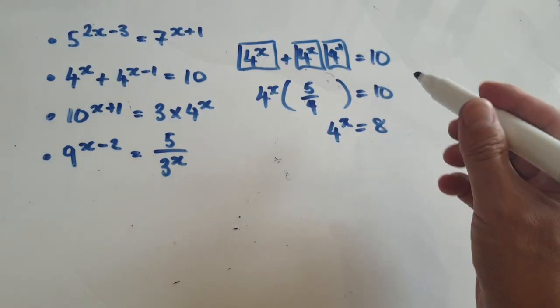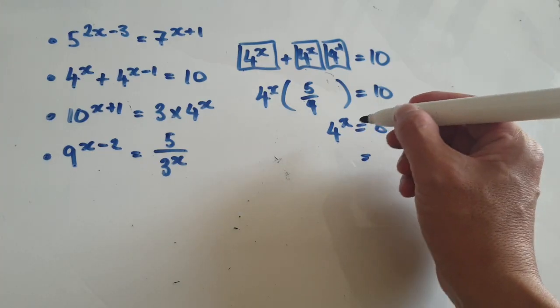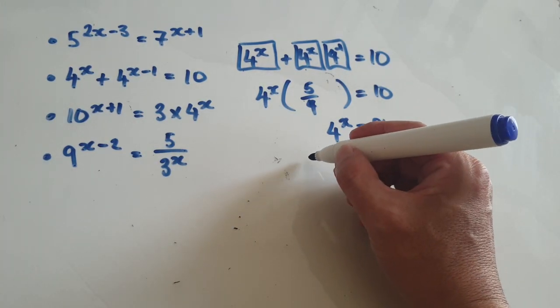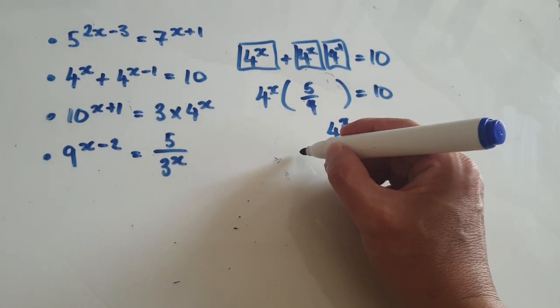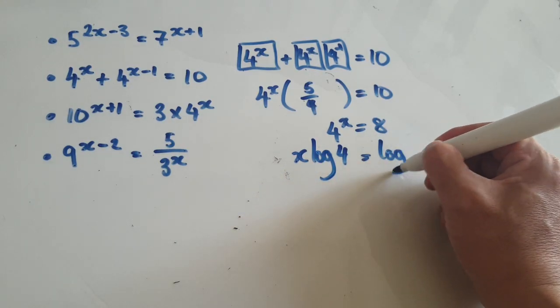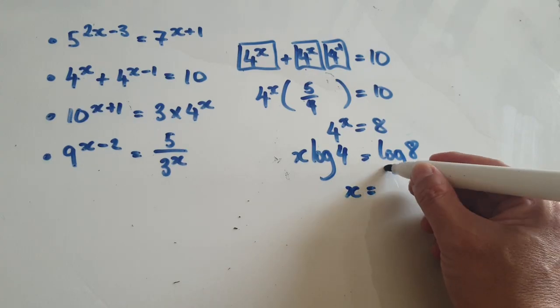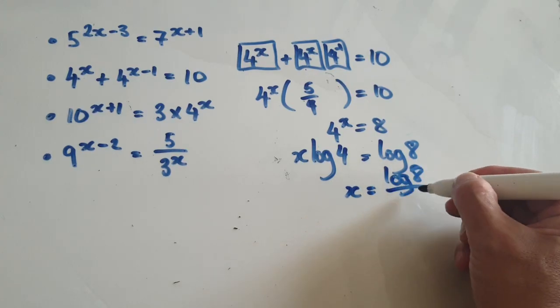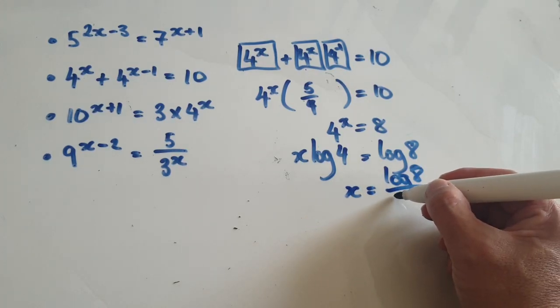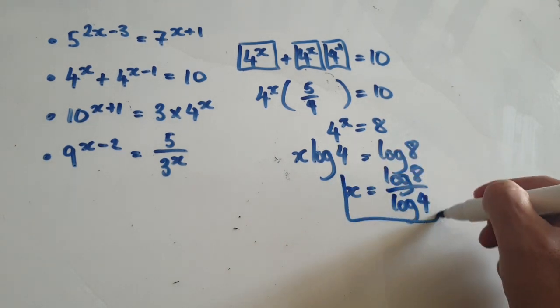Anyway, and then now get x on its own. So use whichever log you want, whichever base you want. I'm going to use log base 10. So log base 10 of 4, log the right hand side, and then get x on its own. So x equals log 8 over log 4. So this is your final answer.